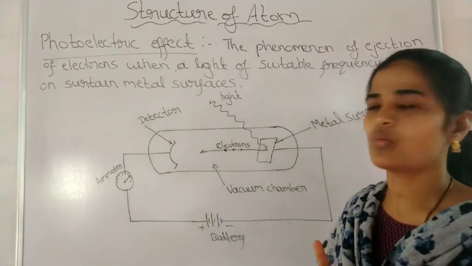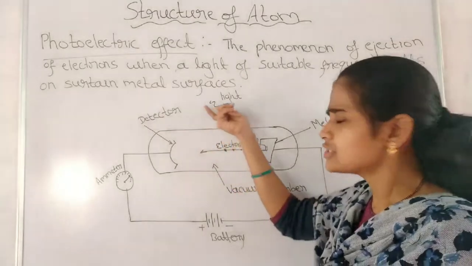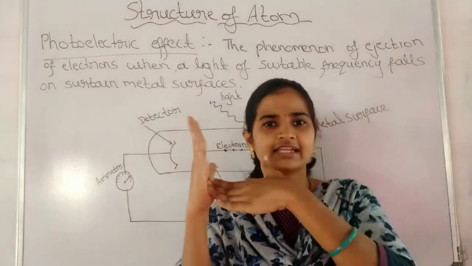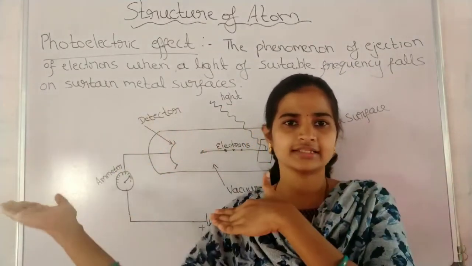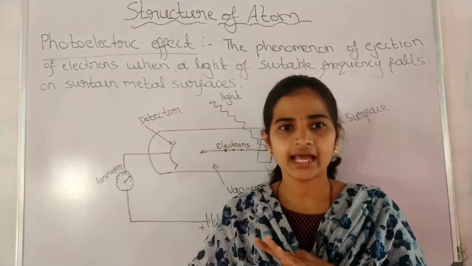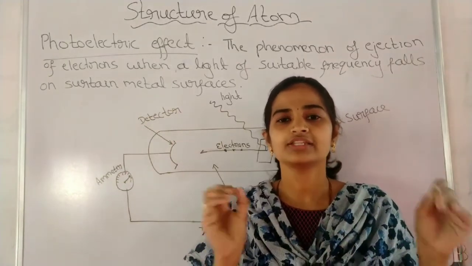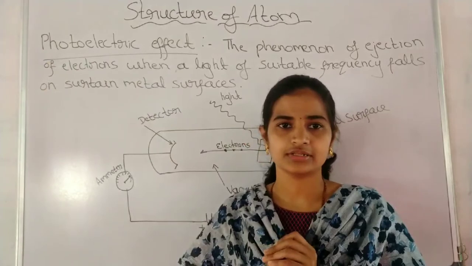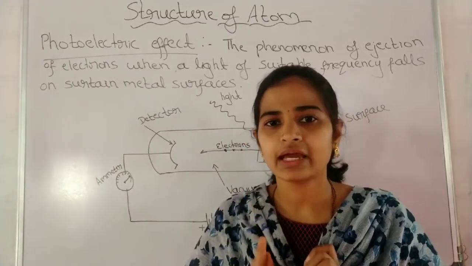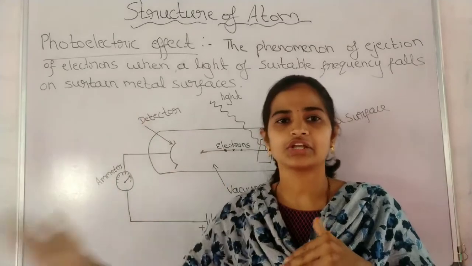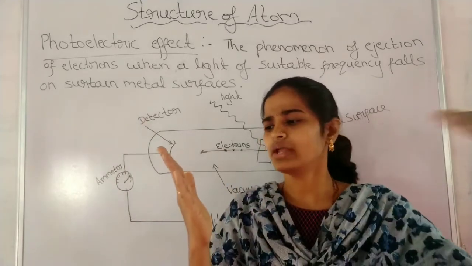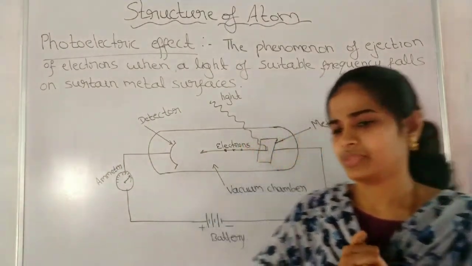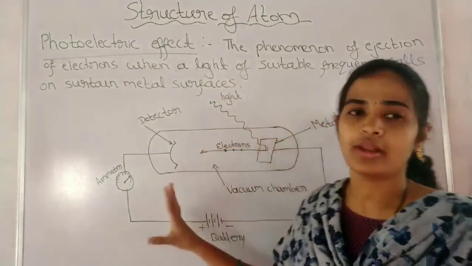The first thing he observed is that as soon as light hits the metal surface, the electrons get ejected like this. If the light is hitting here, the electron moves like this, which means there is no time lag between the fall of light and the ejection of electrons. Within no time, as soon as the light hits, electrons get ejected. Got it? This is one of the results.